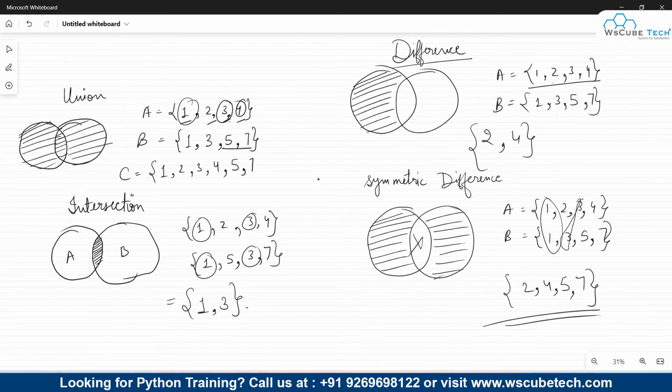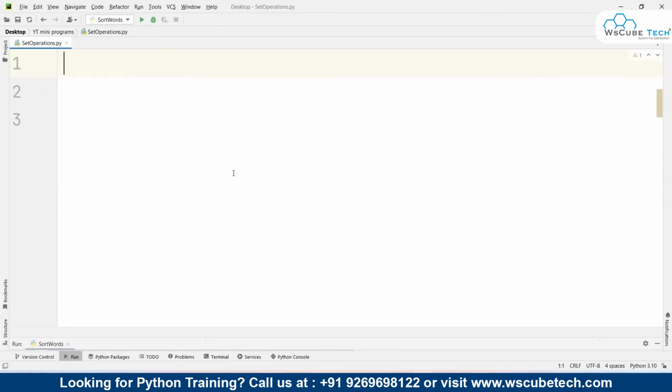So I hope, guys, that all four methods are clear to you. First is union, second is intersection, third is difference and fourth is symmetric difference. We'll be discussing all of them now in our PyCharm. Let's see how the code is written to illustrate all the set functions. First of all, I'll be creating two sets over here.